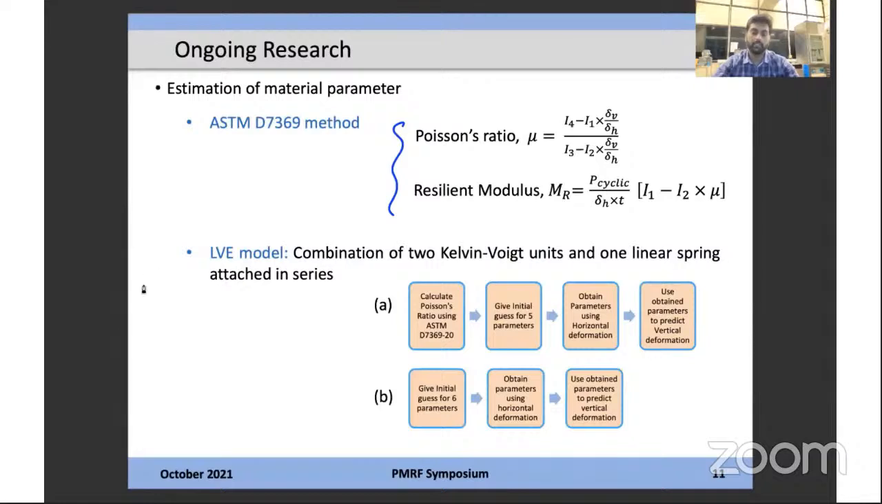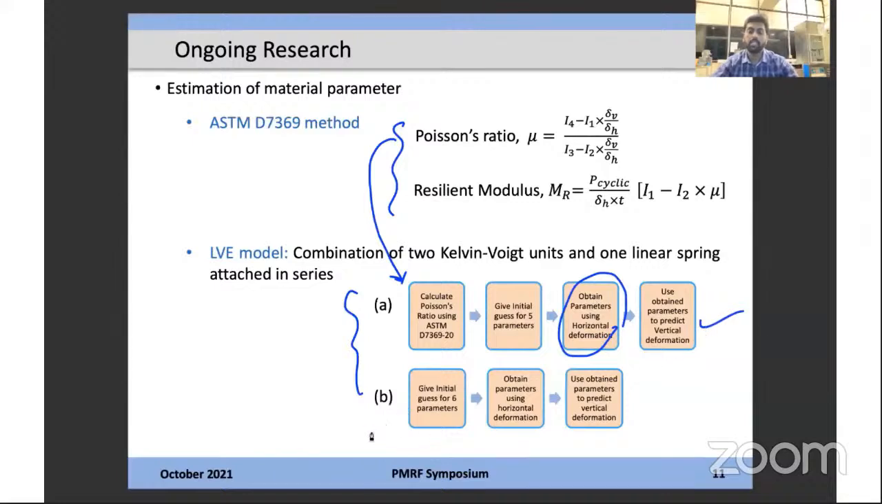However, it is understood that the material is linearly viscoelastic, and we are considering a linear viscoelastic model, which is a combination of 2 Kelvin-Voigt units and 1 linear spring attached in series. There are 2 cases discussed in this. In the first case, we assume that Poisson ratio is a constant. So we will take the Poisson ratio from the ASTM D7369 method, and using the Poisson ratio, we will guess the initial 5 parameters, we will fit the horizontal deformation, and the resultant parameters were used to predict the vertical deformation.